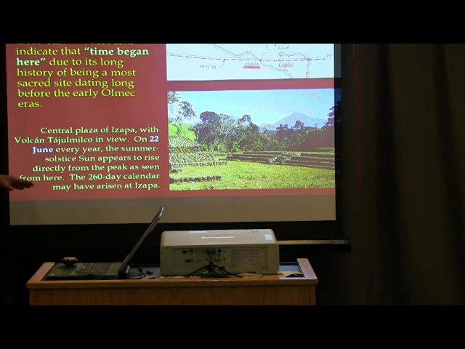And this is the Central Plaza, and I was standing on a 2-meter square platform that had to have been an original sighting platform. The 260-day calendar, we believe, was codified at Izapa. But we're going to go into this. The Maya calendar system is a whole series of interlocking wheels. It's worse than your grandfather's watch inside.